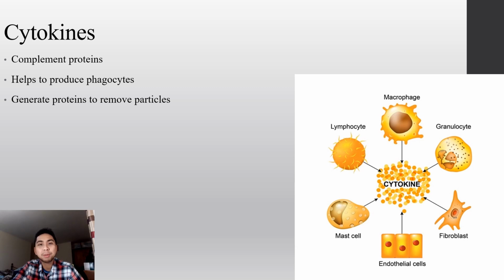Cytokines are complementary proteins which are crucial in regulating the immune system as well as inflammatory responses. There are more than 30 complement cytokines in total, which can be activated by the presence of pathogens or microorganisms. Cytokines interact with each other to produce responses, including the formation of phagocytes to remove unwanted particles, generating proteins to attack invading organisms, as well as initiating the inflammation process.